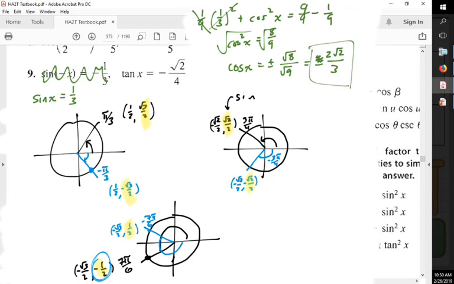Okay, so there, I found cosine. I found sine with you. Now, since we have sine and cosine, we can find all the other ones. We can find cosecant, we can find secant just by flipping these, finding the reciprocals. We can also find cotangent just by flipping tangent. So that problem is finished.